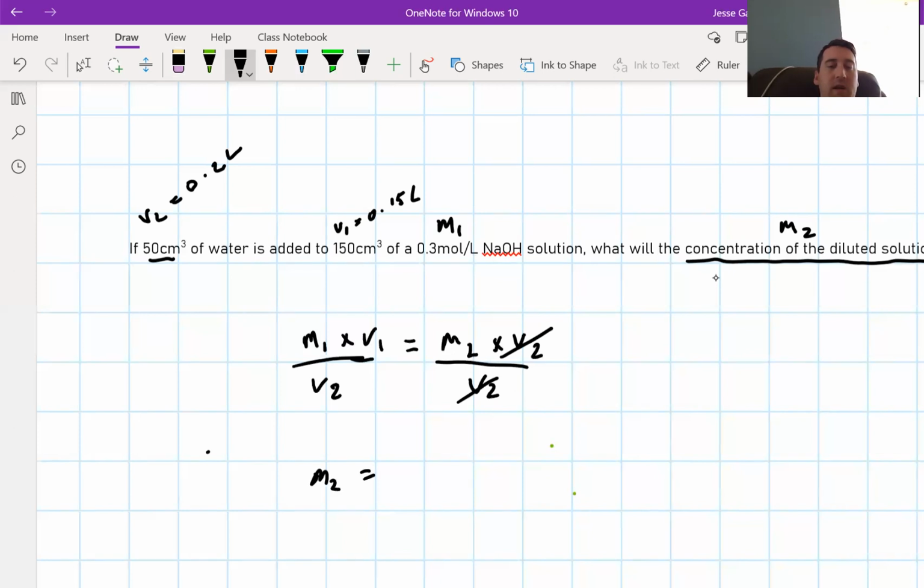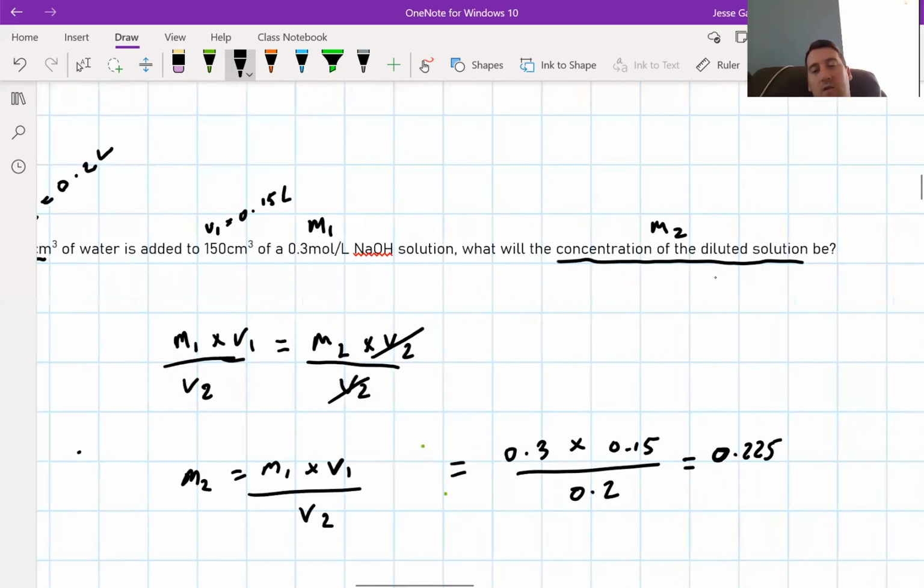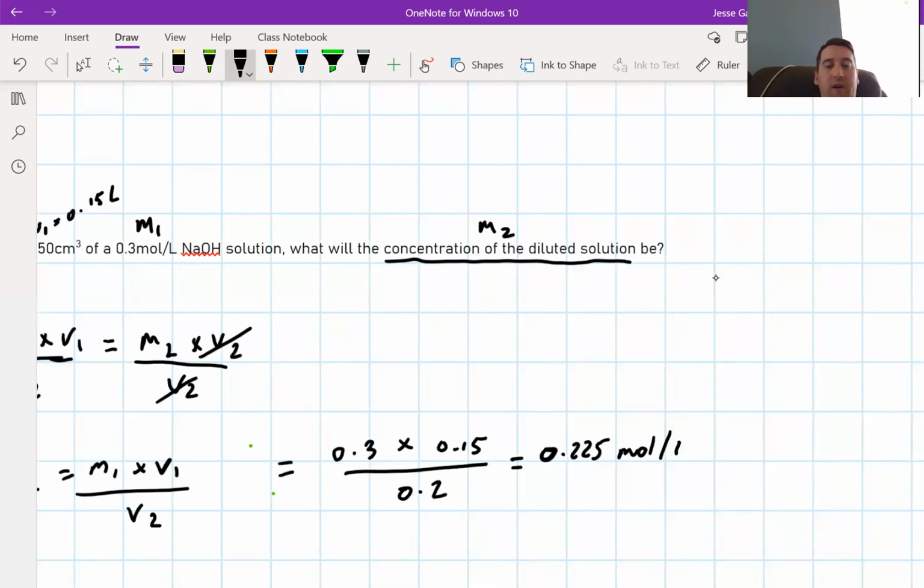So I'm getting M2 equals M1 times V1 over V2, equals M1 was 0.3 times V1, which was 0.15, all over 0.2. And I'm going to get my calculator out, have a go at doing this. 0.3 times 0.15 divided by 0.2. I'm getting 0.225, and of course that's in moles per liter because it's concentration.